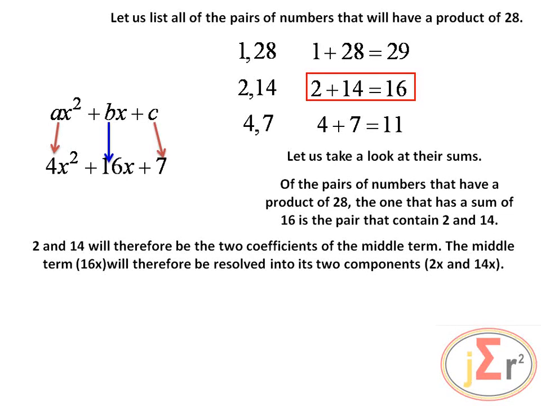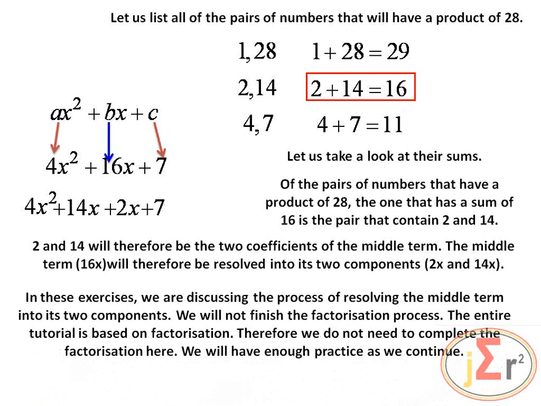So of the two numbers that have a product of 28, the pair that has a sum of 16 is a pair that contains 2 and 14. So 2 and 14 will be the coefficients of the two middle components, and we will resolve the middle term 16x into its two components, and they are 14x and 2x.